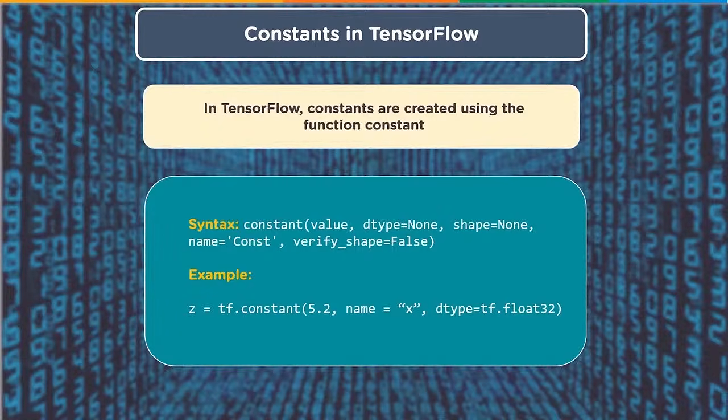The syntax is constant(value, dtype=None, shape=None, name='Const', verify_shape=False). That's kind of the syntax you're looking at, and we'll explore this hands-on a little more in depth. You can see here we do z = tf.constant(5.2, name='x', dtype=tf.float32). That means that we're never going to change that 5.2. It's going to be a constant value.